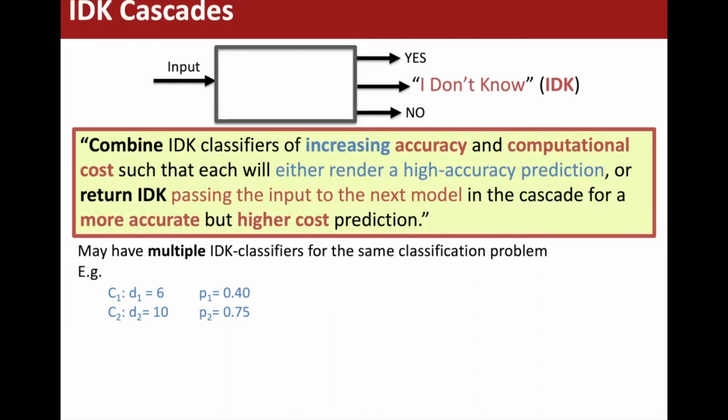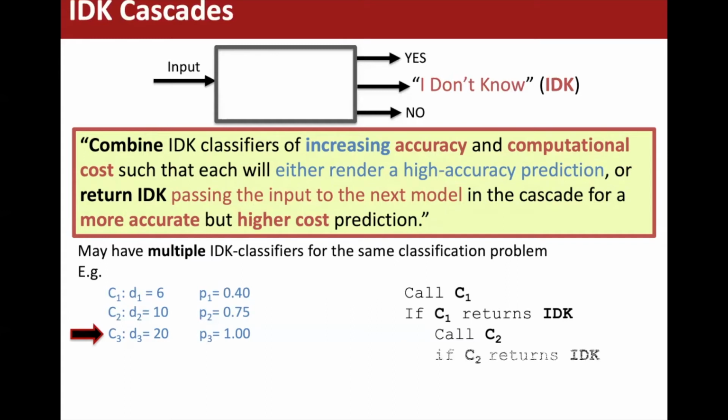With regards to our example, on any given input, we would first call the classifier C1. If this responds with a yes or a no, we are done. Otherwise, it responds with an IDK, and we call the classifier C2. There is no reason why we have to stop here. We might have a third classifier C3 for this problem that has an even greater execution duration of 20. However, it always returns a yes or a no answer. Its probability of doing so is 1.0. In that case, if the classifier C2 responds with a yes or a no, we are done. Otherwise, it responds with an IDK, and we will call the classifier C3.